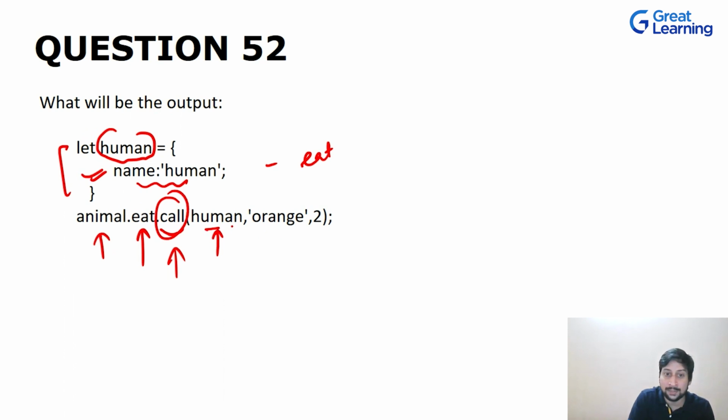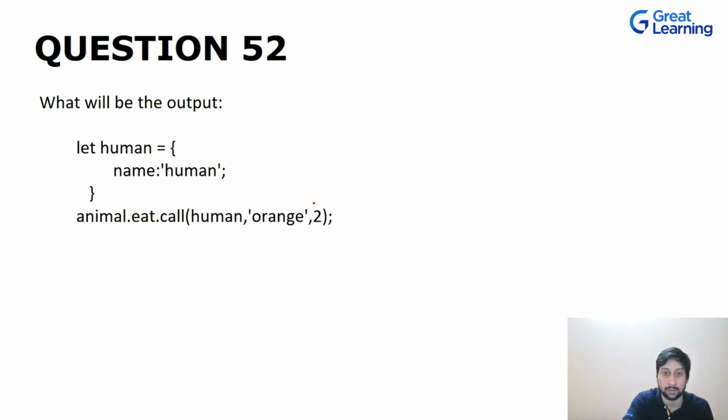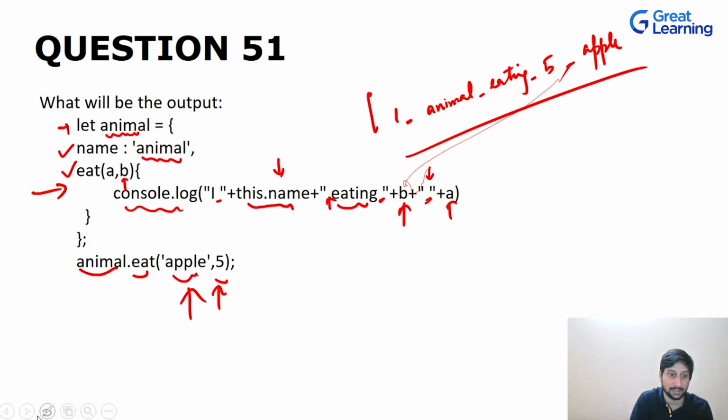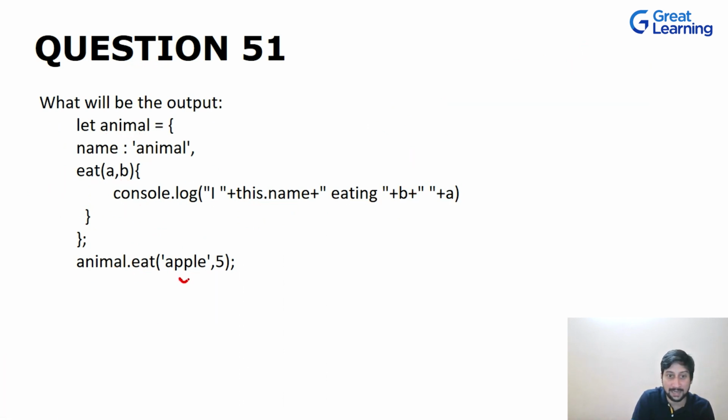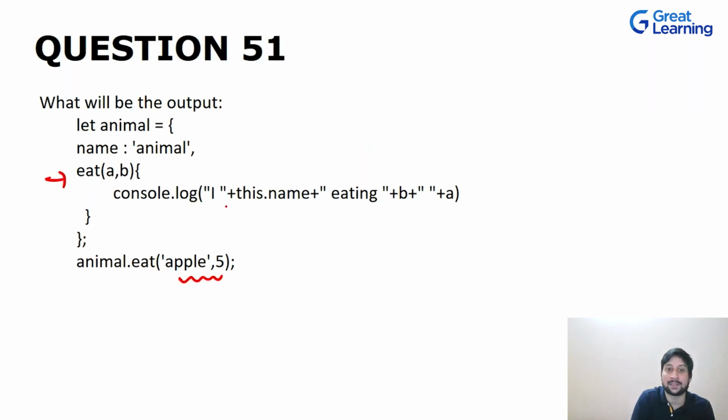So now human is using it, and the two arguments that we had earlier, let me just go back to the earlier question. So as you can see, we have two arguments over here, and then we called this. Similarly, we are calling this for this human, and we are passing in two arguments. So it will be treated as if human also had that eat method, which is having two arguments a and b. And now the output will be as expected, which is I this dot name.